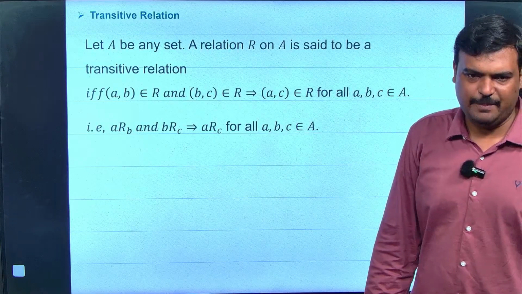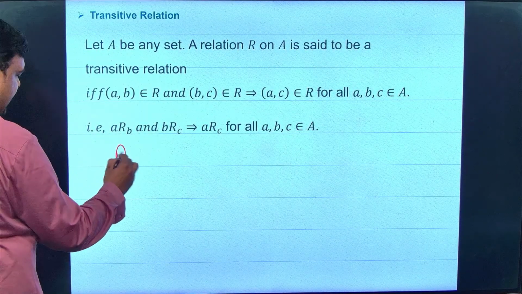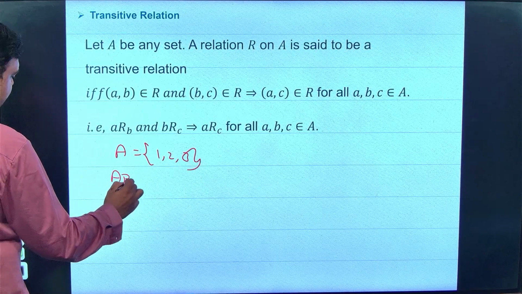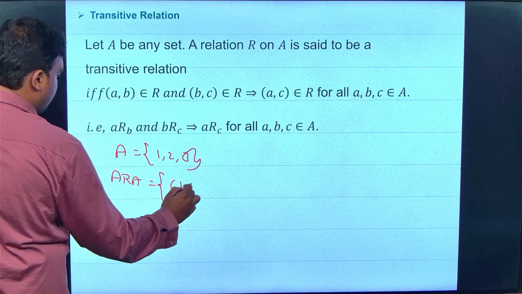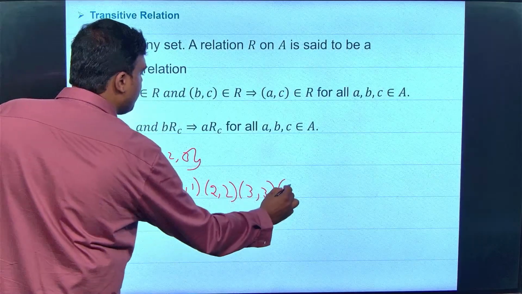Let me take an example. Shall we see an example? Okay, so I'll write an example of a transitive relation. A is equal to {1, 2, 3}, and A related to A, I am going to write the relation which is (1,1), (2,2), (3,3), (1,3).